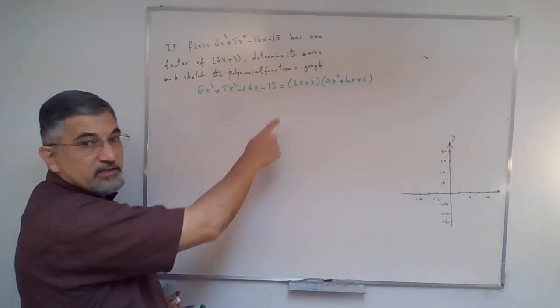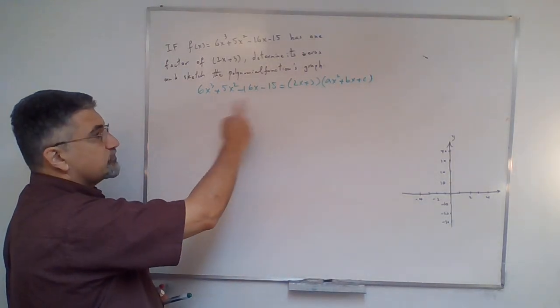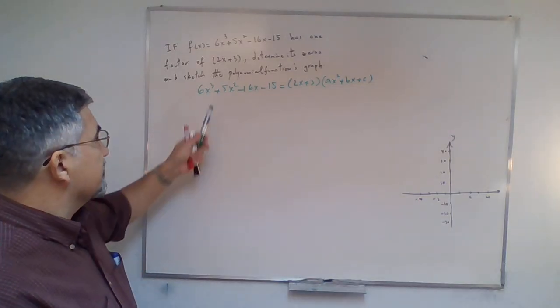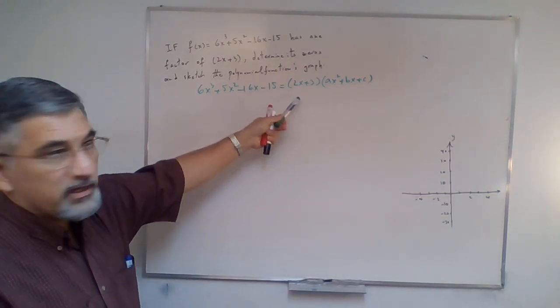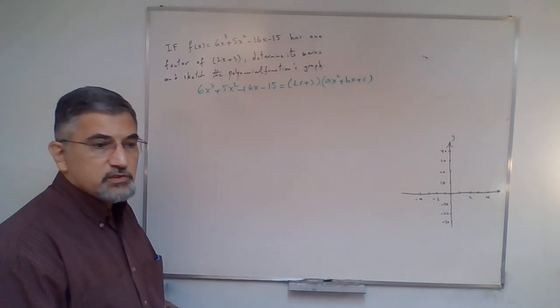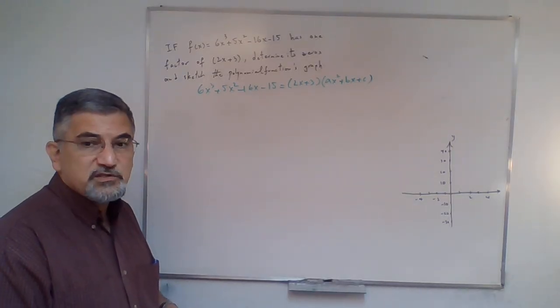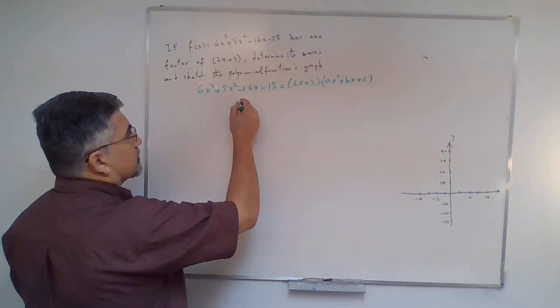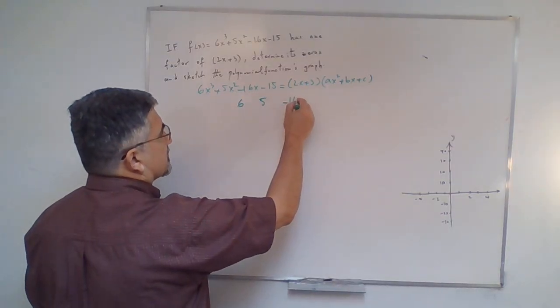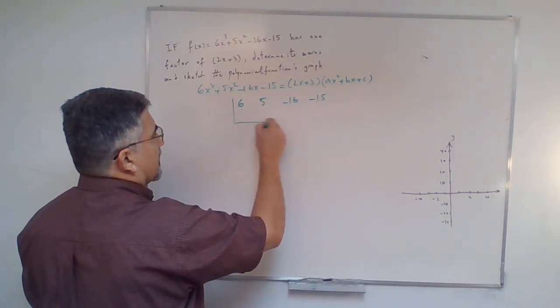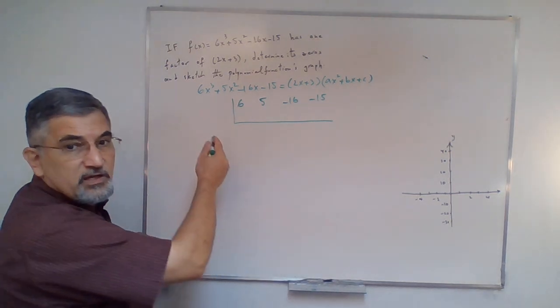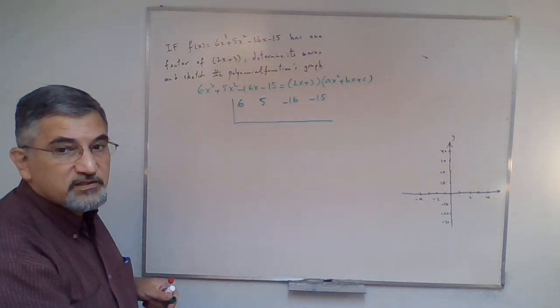So in order to find that, we are going to divide the cubic polynomial by 2x plus 3, but we don't want to use long division because it's long, so we want to use the shortcut, the fast method of synthetic division. So I go 6, 5, negative 16, negative 15, and here, as I said last time, we have to write the root of the divisor.